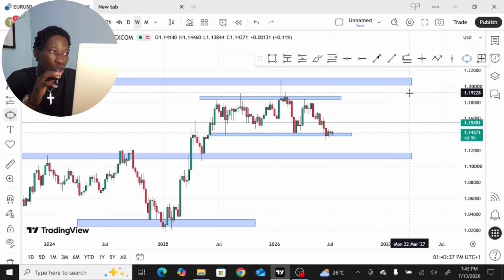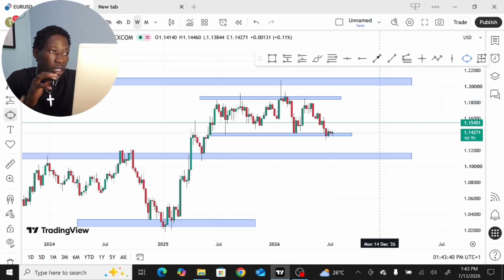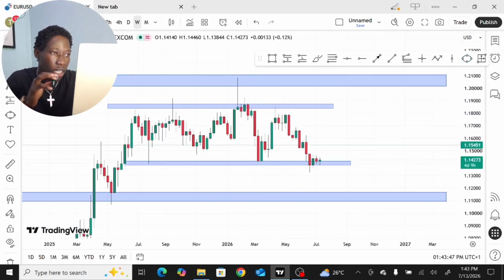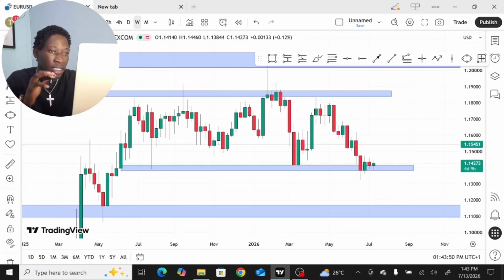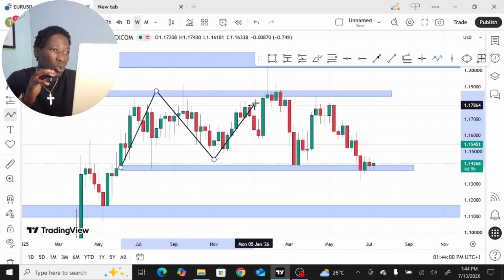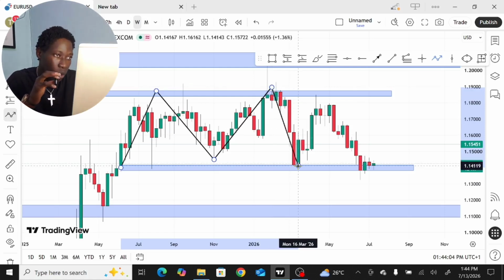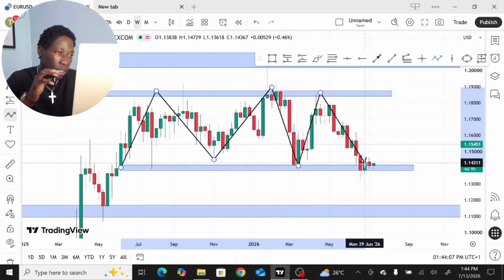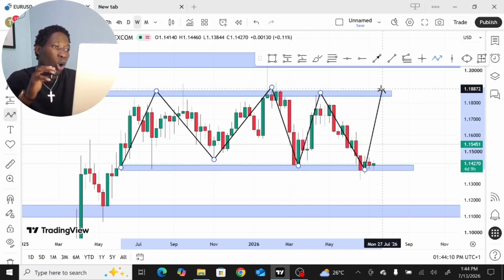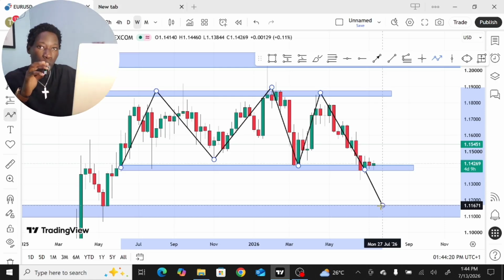If you have to zoom in properly and check, the market went up to a level, it went down to this level, it went up to this level, it went down, then it went up again. Now it's coming down. The point it is at now is either it goes up or it breaks towards the downward side. You understand? So that's what is going to happen in the long run.